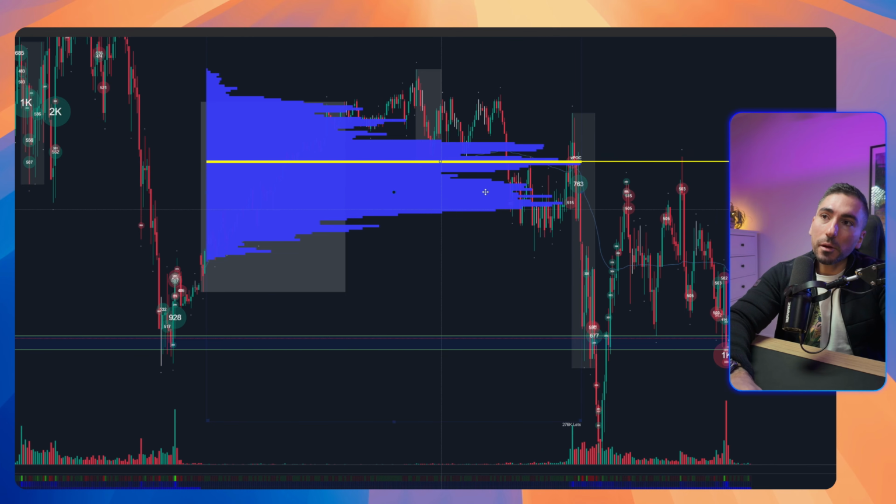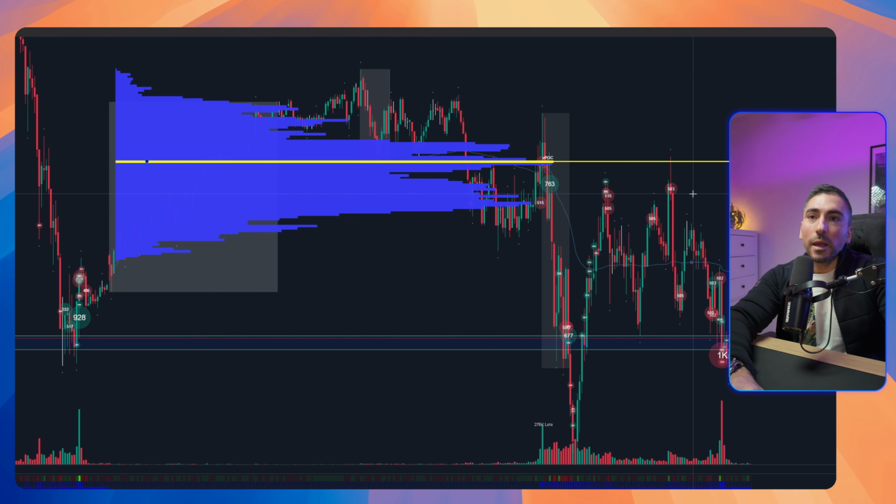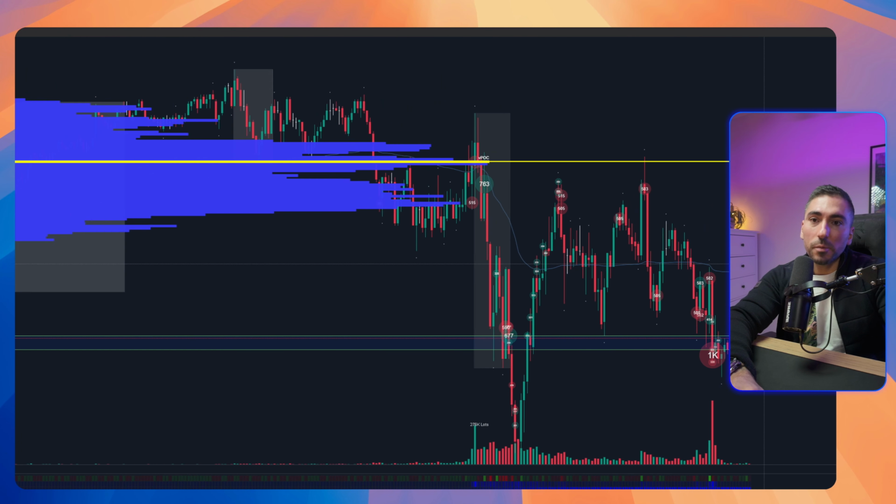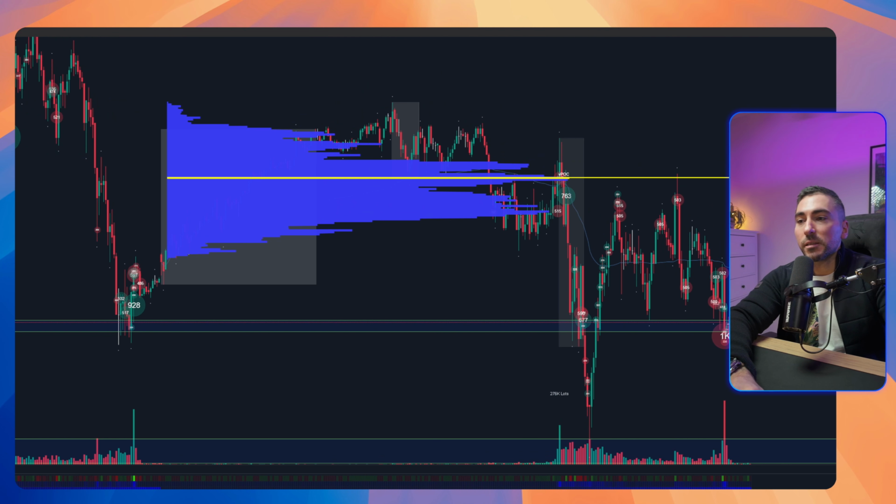So if I draw the area where I see the most transactions were happening right before this drop, and I mark that specific tick to the tick, 6,997, market goes up there and strong sellers come in and drop. Isn't that a beautiful trade?